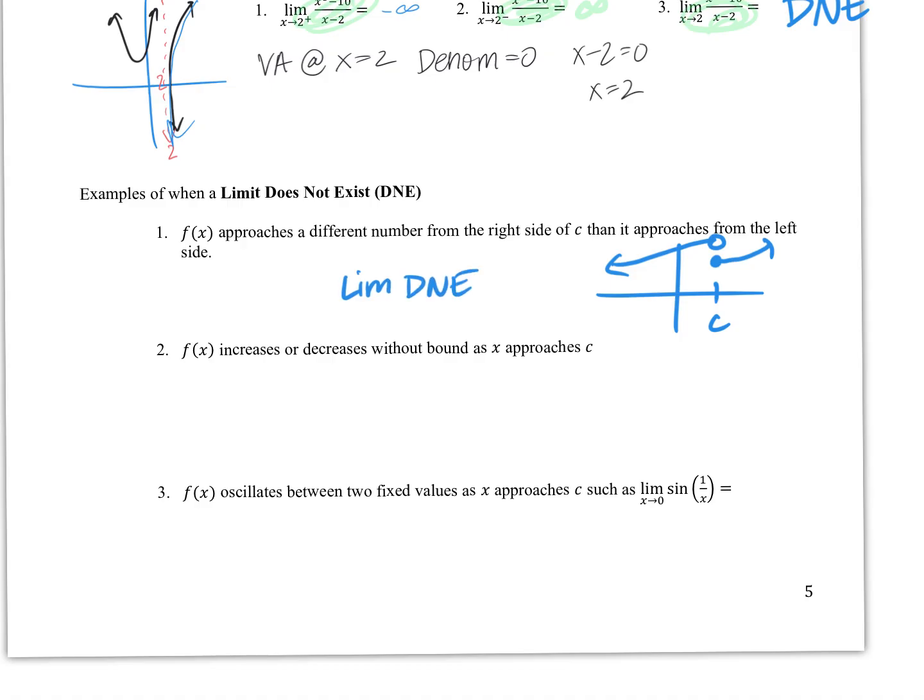That's one example. The second one says the function increases or decreases without bound. Anyone remember what symbol without bound would mean? Goes on forever, without bound. Infinity, yeah. So an example of that would be, what if my function was doing this at c? We've got this vertical asymptote happening at c. My limit doesn't exist here because we've got a vertical asymptote.